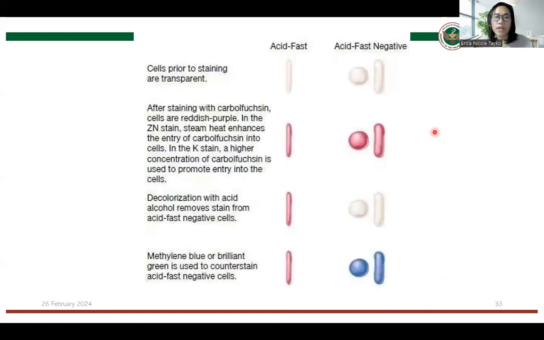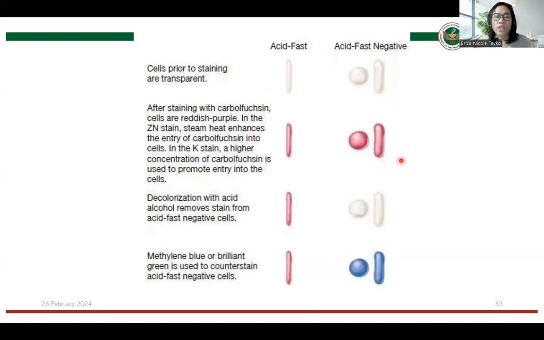Okay, so pakita lang natin no paano ba nangyayari. So starting with your bacteria na naturally colorless, when you apply your carbol-fuchsin, which is reddish purple in color, or the ZN stain or Ziehl-Neelsen stain, you now come up with your red bacteria. So lahat sila masustain ng carbol-fuchsin.